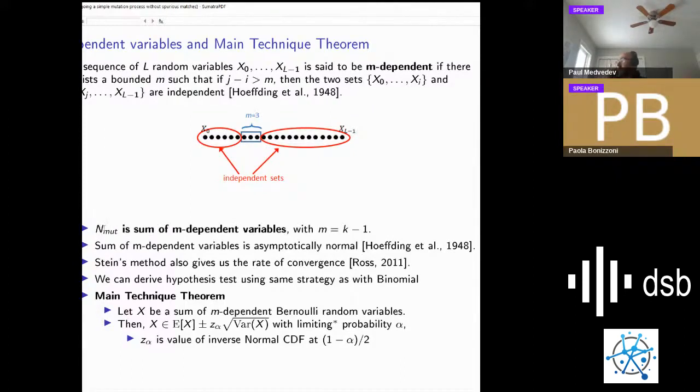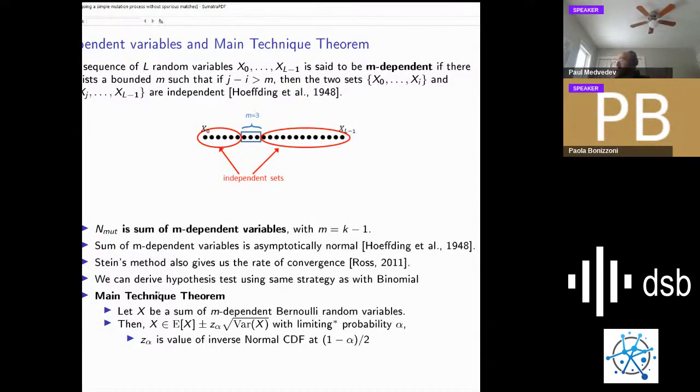That's exactly what that lemma we just saw gave us. So nmut is then the sum of m-dependent variables with this value of m. Now, the nice thing about m-dependent variables is that their sum is also asymptotically normal, and moreover, if we use Stein's method, we can also get the rate of convergence to this normal. Therefore, we can now apply the same type of strategy that is used to get hypothesis tests and confidence intervals for the binomial.